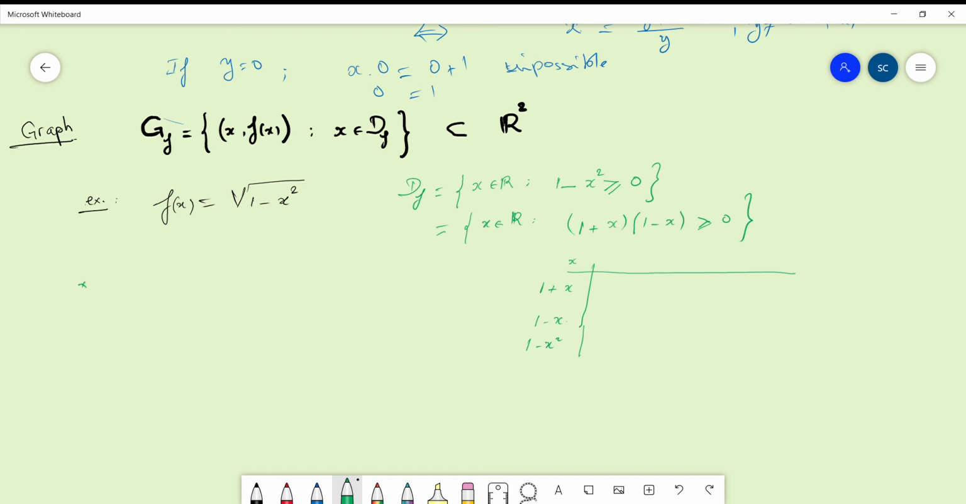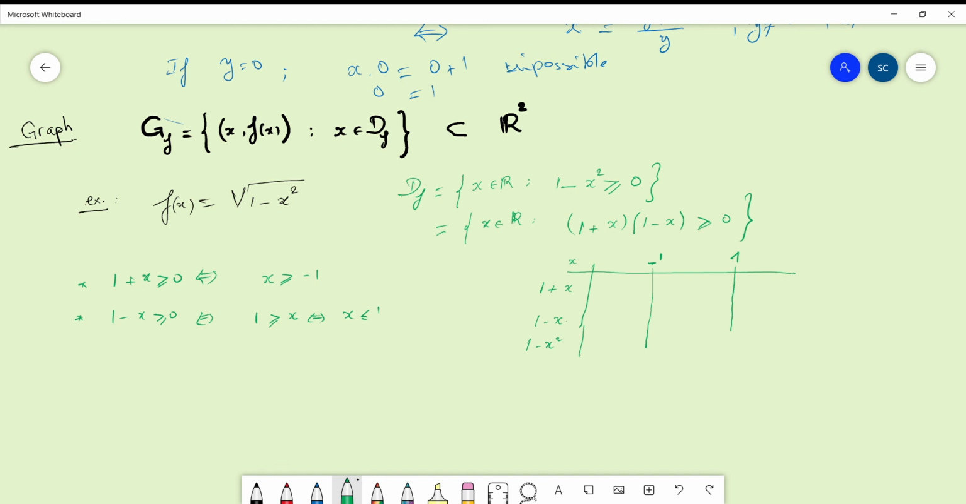Okay, so then I do the first work. I ask myself, when do I have 1 plus x positive? This will happen if and only if x is greater than minus 1. So minus 1 is an important value, it appears here. Let's deal with the other term. 1 minus x will be positive if and only if 1 is greater than x, which I can read as x less than 1. So 1 also is an important value that appears.